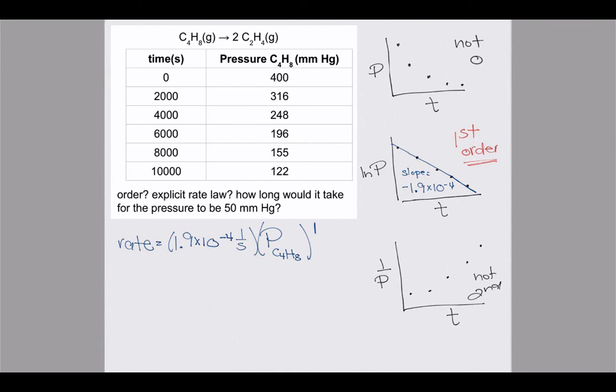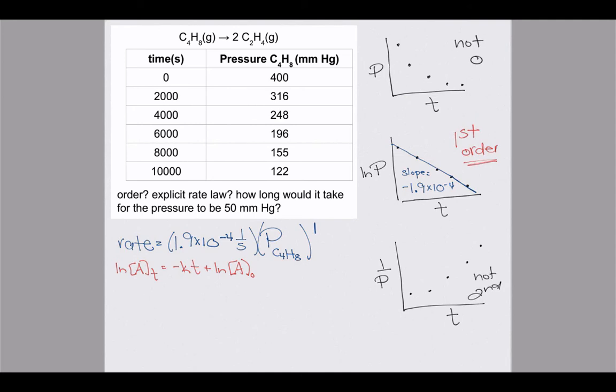The last thing I was asked is to figure out how long it would take for the pressure to be 50 millimeters of mercury. So let's do this. I know that I need to use my integrated rate equation, and since it's a first order reaction, this integrated rate equation is that the natural log of the concentration at some time is equal to minus kt plus the natural log of the initial concentration. With that in hand, let's plug our values in and see how long it takes.